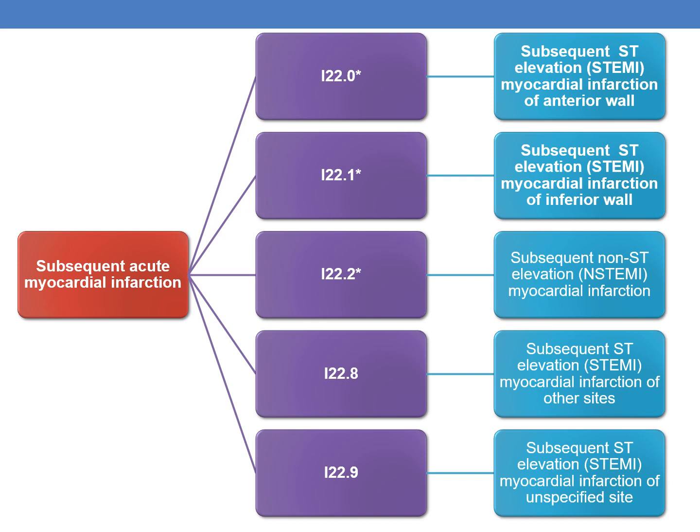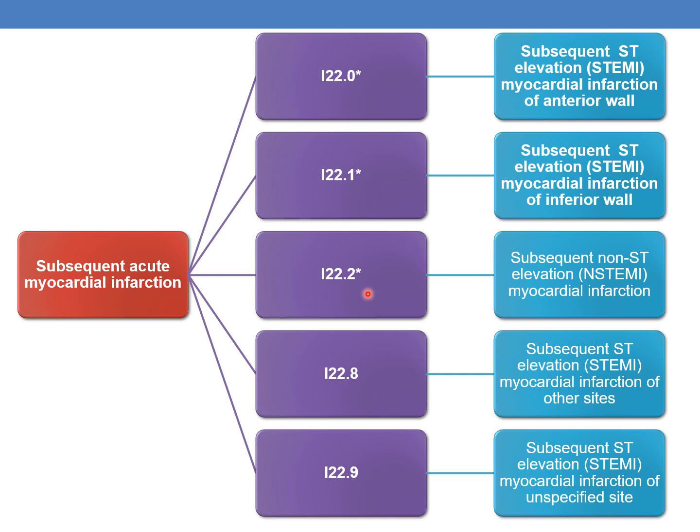Now let us see the various codes of subsequent acute myocardial infarction. We are only discussing the subcategories. We are not discussing the direct codes. So first, I22.0. It deals with subsequent ST elevation myocardial infarction of anterior wall. The fourth character 0 deals with anterior wall, and the fourth character 1 deals with inferior wall. That is common for initial and subsequent acute myocardial infarction type 1. I22.0 is further classifiable. It deals with subsequent ST elevation myocardial infarction of anterior wall. Whereas I22.1 is also further classifiable. It deals with subsequent ST elevation myocardial infarction of inferior wall.